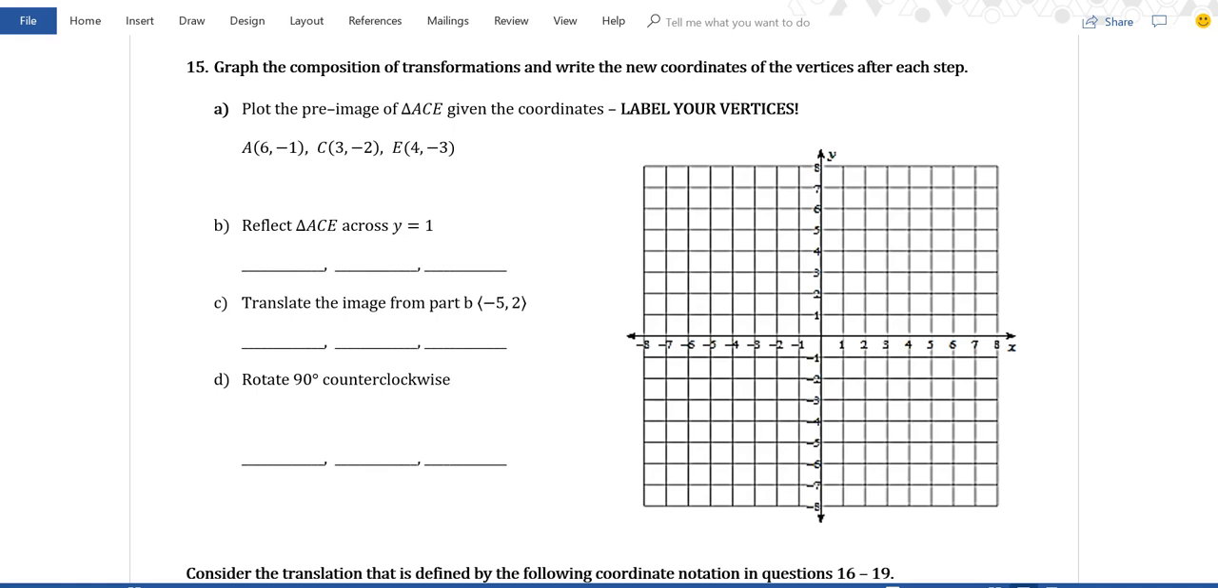We got ACE. So A is at 6, negative 1, so that's here. C is at 3, negative 2. And then E is at 4, 2, 3. So that's where we are starting.